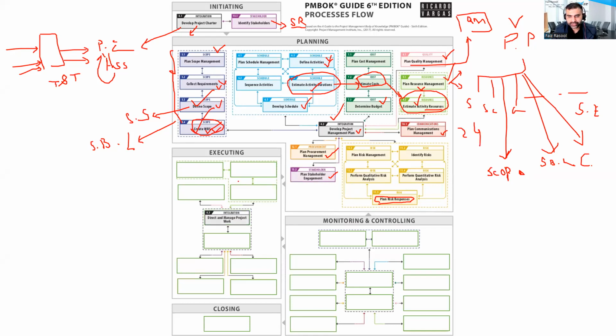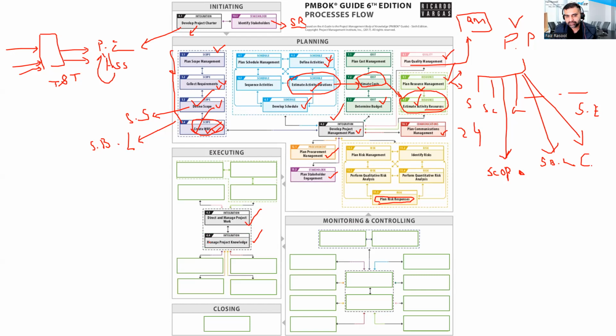Now let's move to executing. Our project plan is developed and it is signed by our project sponsor. Now we have to direct and manage project work as per this plan. We are executing this big upfront plan. And while we are directing and managing project work, we are also maintaining project knowledge.